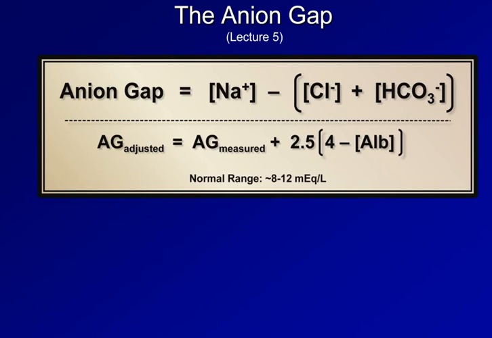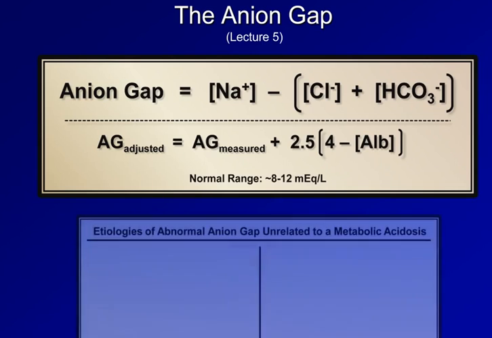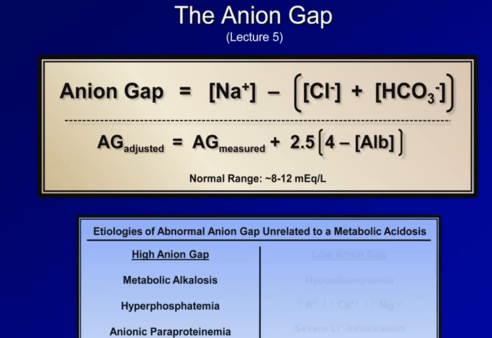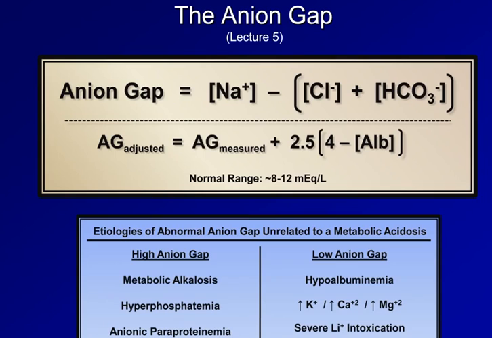The normal range of the adjusted anion gap is approximately 8 to 12 milliequivalents per liter, though it varies slightly from lab to lab. There are a number of conditions that can cause abnormal anion gaps in the absence of a metabolic acidosis, both those that cause a high anion gap and those that cause a low one. Of these, as implied before, hypoalbuminemia is the most important.